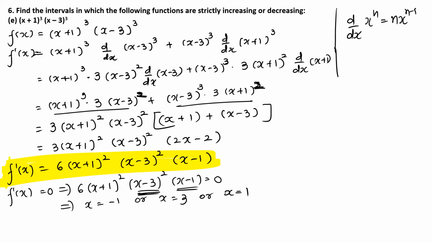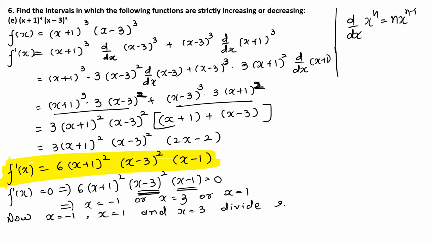That means these 3 values of x are dividing the real line into 4 intervals. Here we are having 4 intervals. Right? Now, I'll write in order: x is equal to minus 1, x is equal to 1 and x is equal to 3.